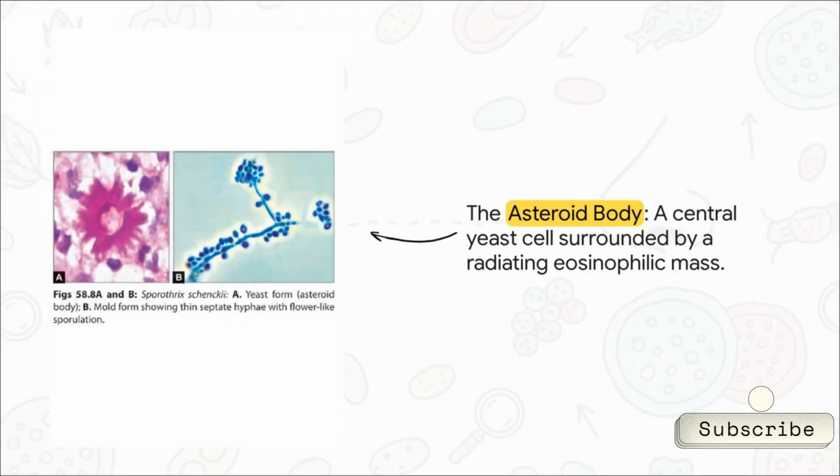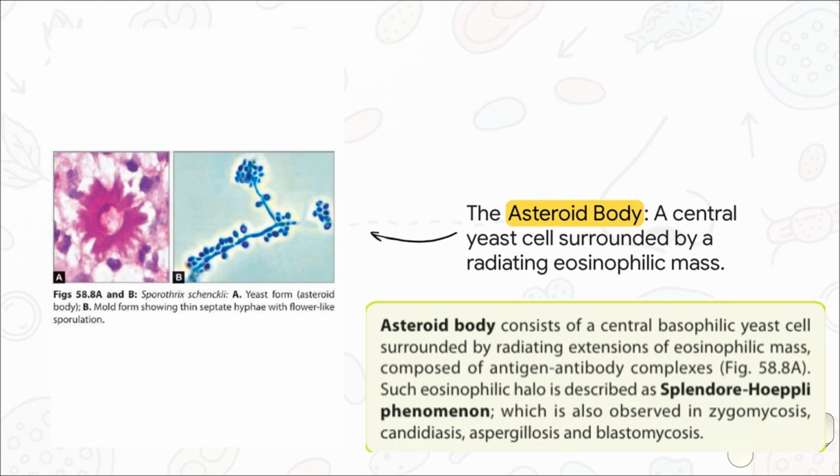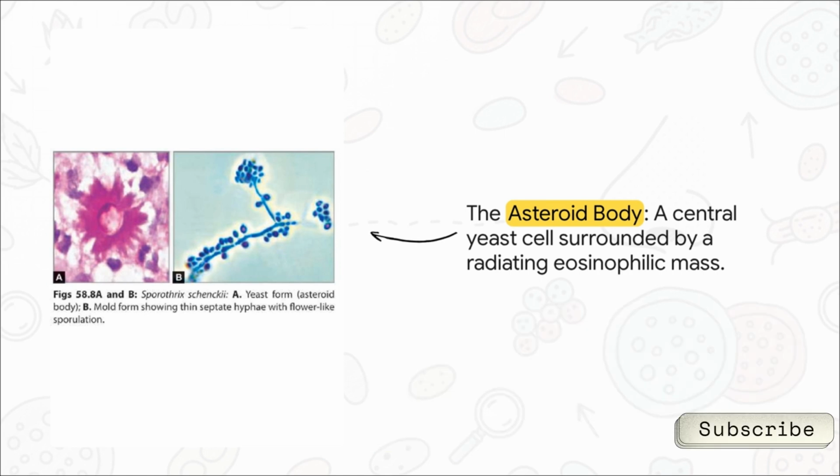And here it is. This beautiful star-like thing is the histological finding you dream of seeing. It's called an asteroid body. Right in the center, you have a cigar-shaped yeast cell, and radiating out from it are these pink arms, which are basically clumps of antibodies and immune proteins. This whole immune reaction has a name, the Splendore-Hoeppli phenomenon. This is a classic must-know image.